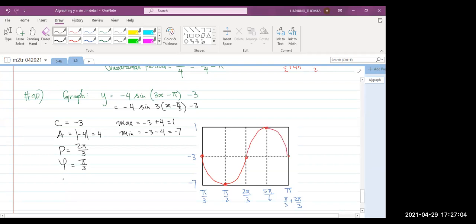Okay, suggested homework from here. Section 5.5. I would like you to just go ahead with number 5 all the way to number 39. Just do the odd ones. Okay, but every time you do the problems, make sure you answer first the center, the amplitude, maximum, minimum, period, phase shift before you go to the graph.